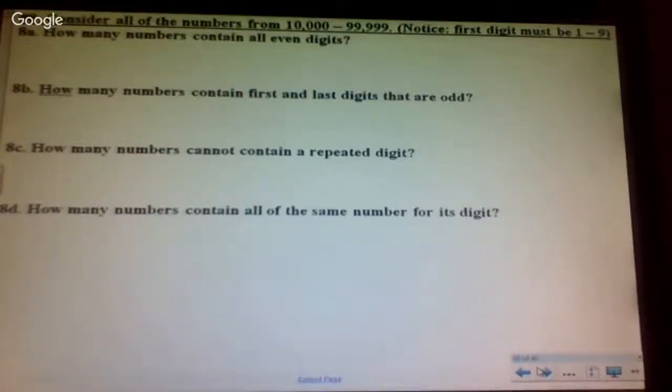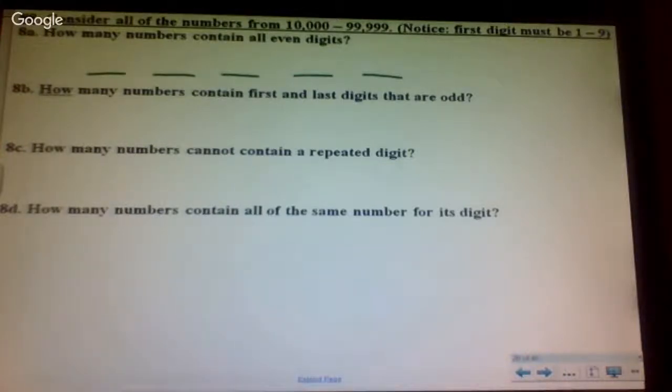Consider all of the numbers from 10,000 to 99,999. Good. So how many numbers do I have if I'm in between 10,000 and 99,999? Okay, the last one we had 4 places. How many do we have now? 5. I'm talking about how many spaces you have available for your numbers. Okay?